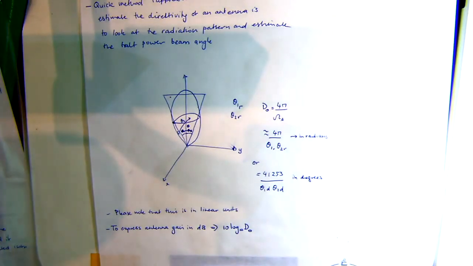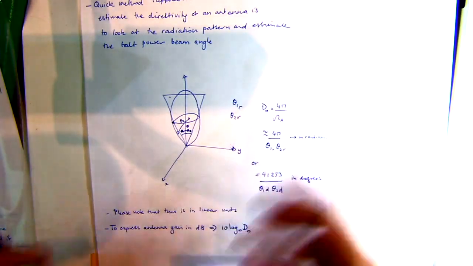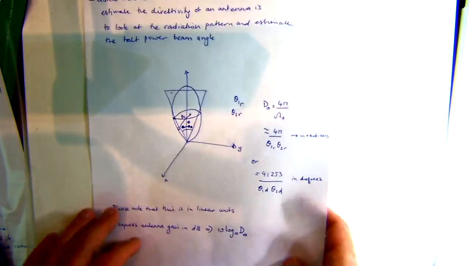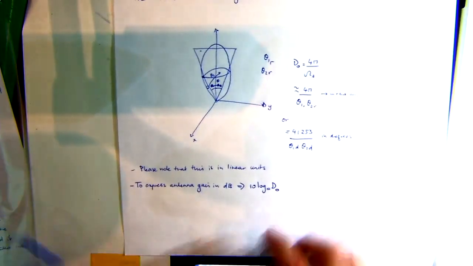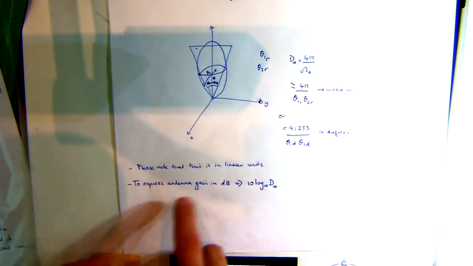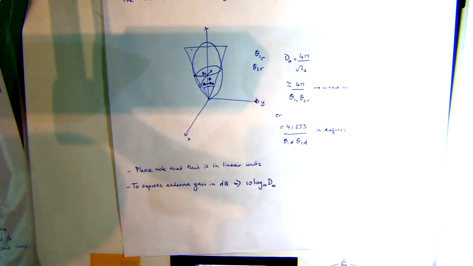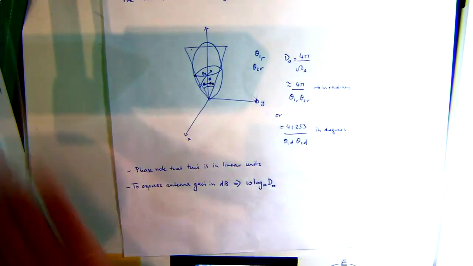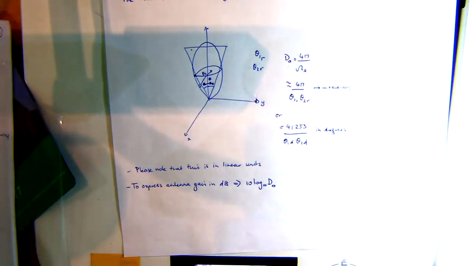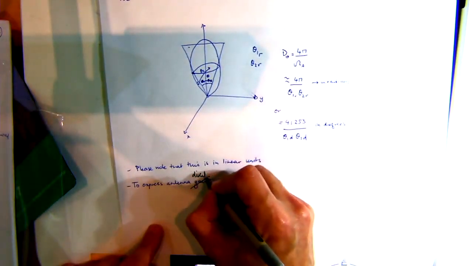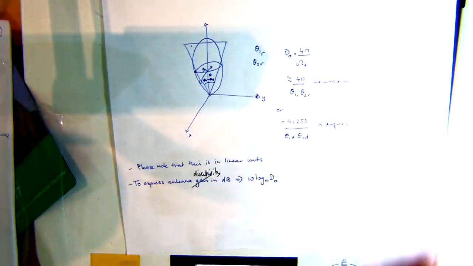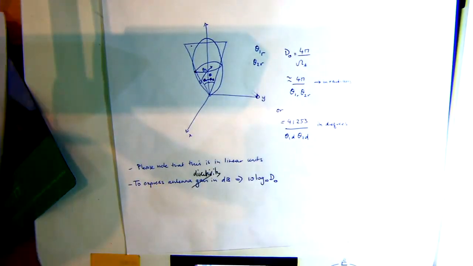So it's just some quick and dirty ways which helps you build that engineering intuition in order to be able to work out the value of directivity of a particular antenna pattern. And of course, as we've said, the directivity of antenna directivity, not gain. Let me correct that, because gain means something very specific, and I shouldn't be calling it gain. Antenna directivity in dB is 10 log 10 of D naught.